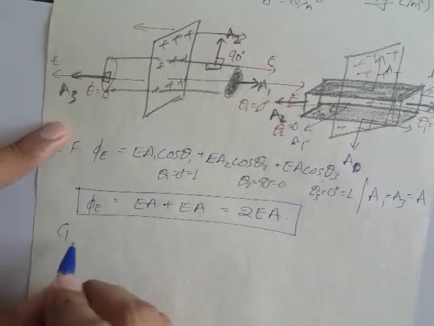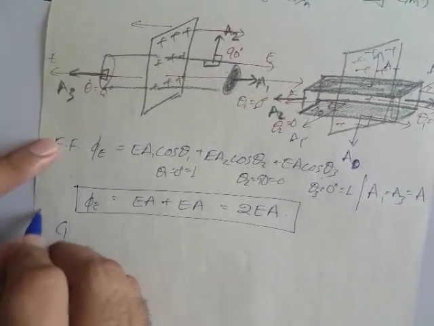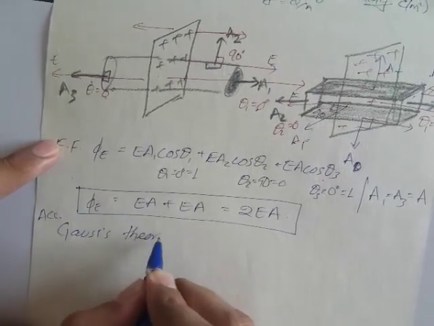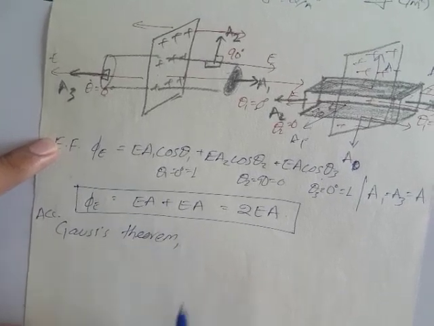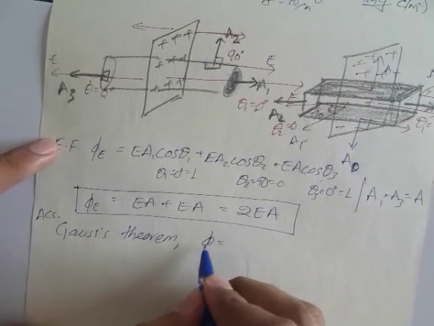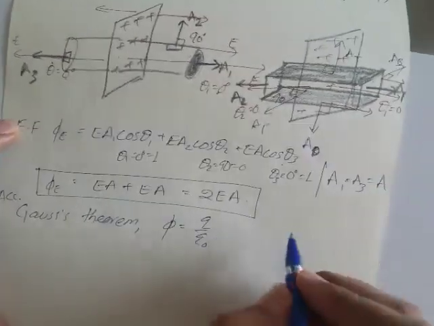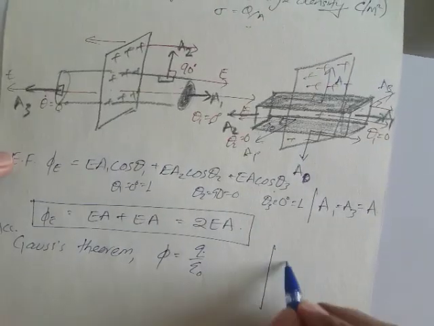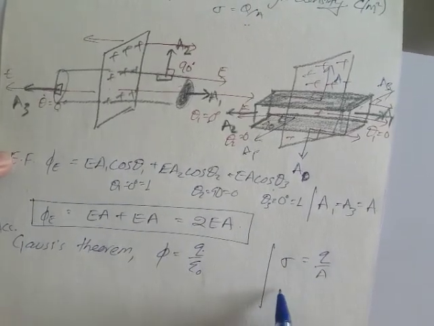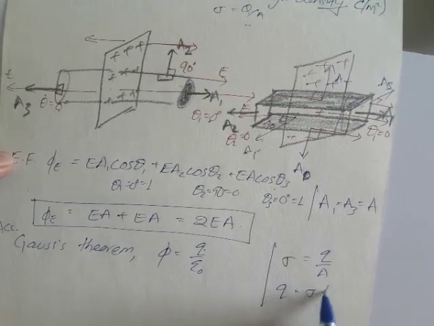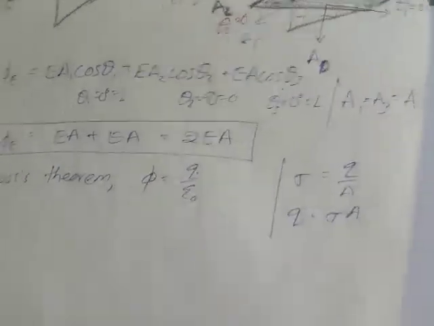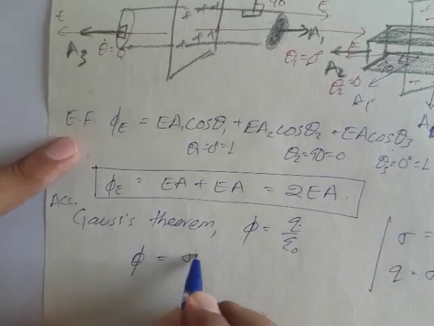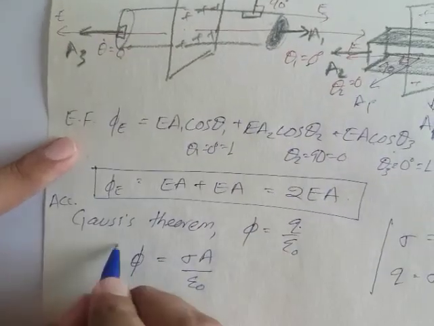Now, according to Gauss theorem, we know phi equals Q upon epsilon naught. Here we already wrote the charge density sigma, with charge Q, and sigma equals Q upon A. So we can write Q equals sigma A, where A is the area of the sheet. So phi equals sigma A upon epsilon naught.